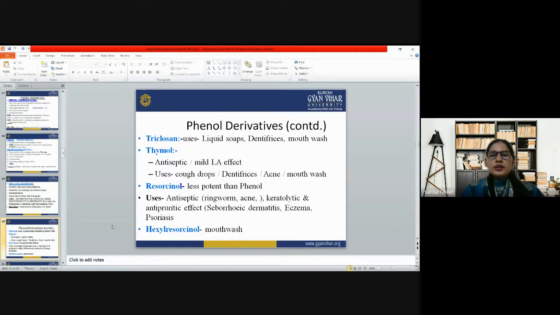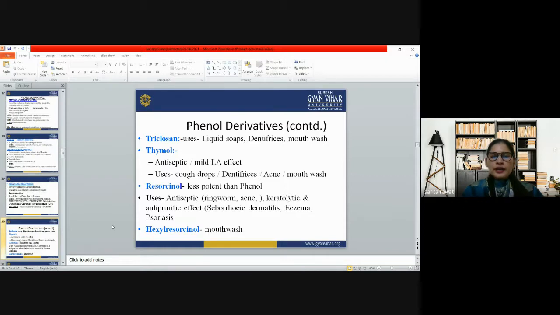Now, another product we have is triclosan. Triclosan is used in liquid soaps, dentifrices, and mouthwash. Then we have thymol. Thymol is mostly used as an antiseptic with mild local action. It is used in cough drops, dentifrices, acne preparations, and mouthwash.